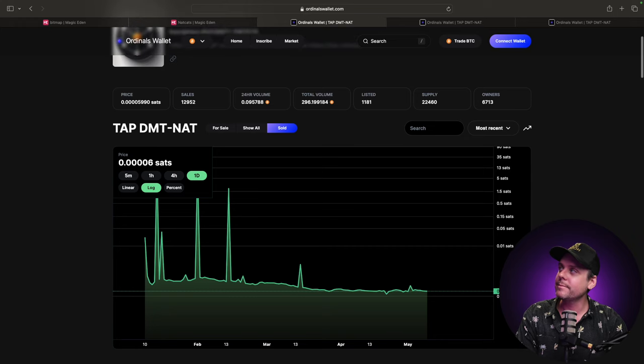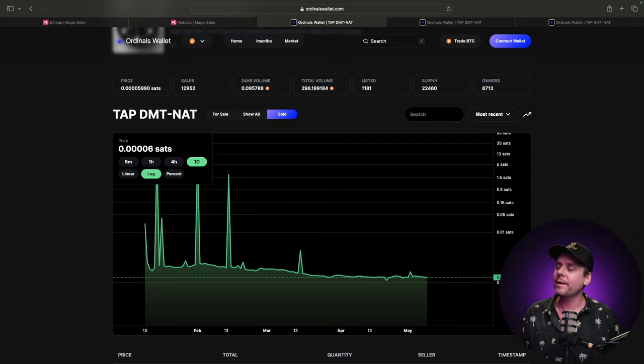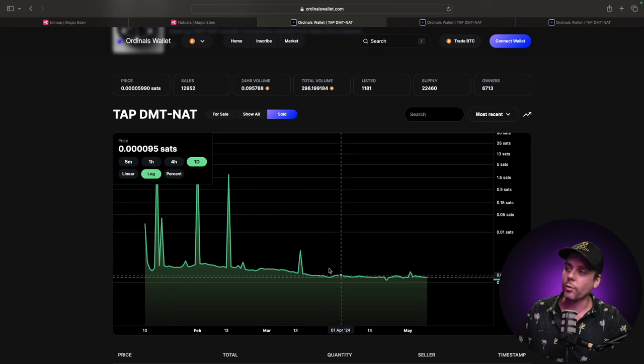Keeping on the DMT NAT theme, this is the first NAT token that was ever minted. Not a ton of utility. This was kind of released as a test for the DMT infrastructure, but I think our friends over at BlockRunner have some plans for this one. And you can see, again, we're flatlined.